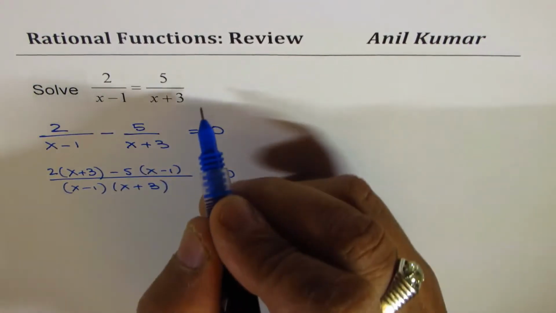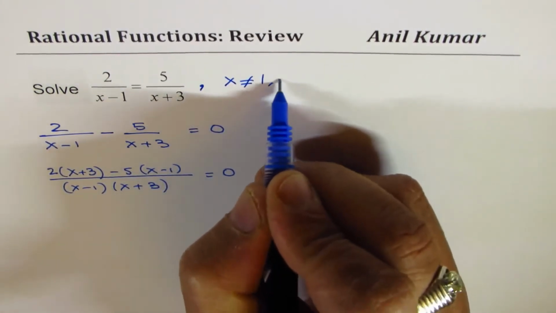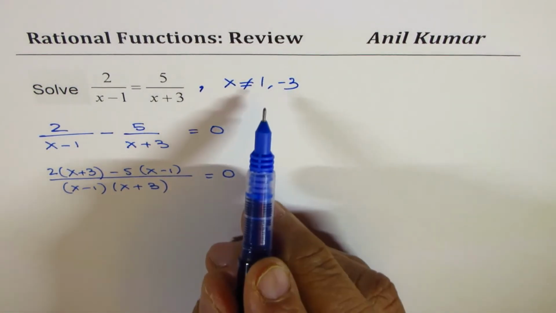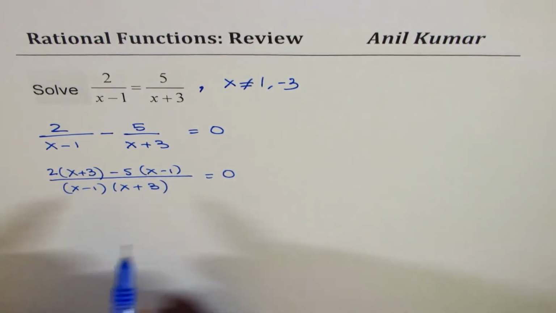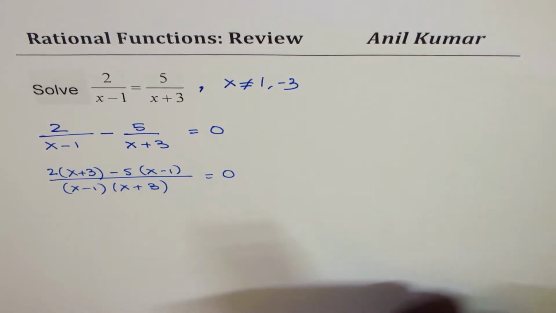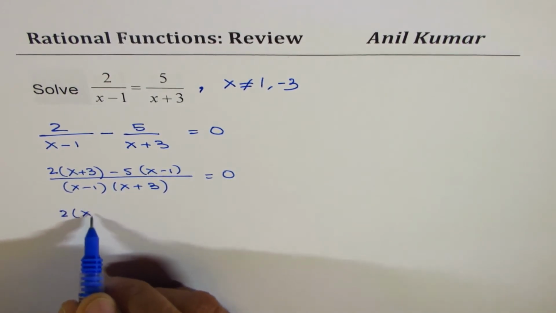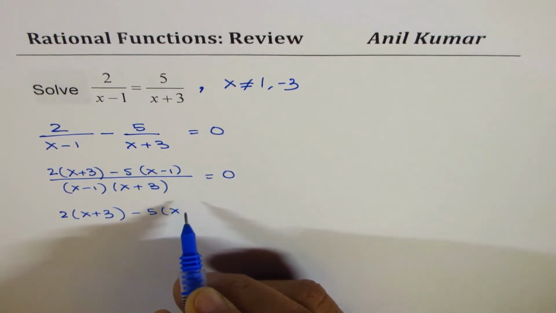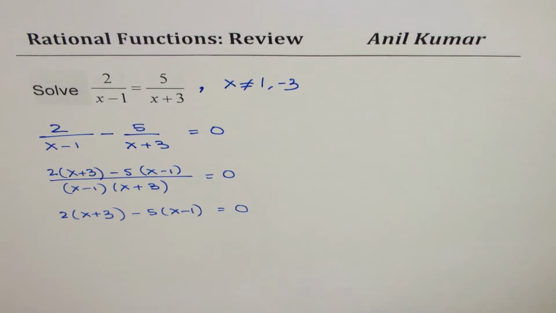Now as I said, we should write restrictions. x is not equal to 1 and not equal to minus 3. So if we get one of these answers, we should never include them. They are not in our domain, right? So now the numerator should be 0. Is that okay? So we'll just bother about the numerator and say, well, 2 times x plus 3 minus 5 times x minus 1 should be equal to 0. Open the bracket and solve.